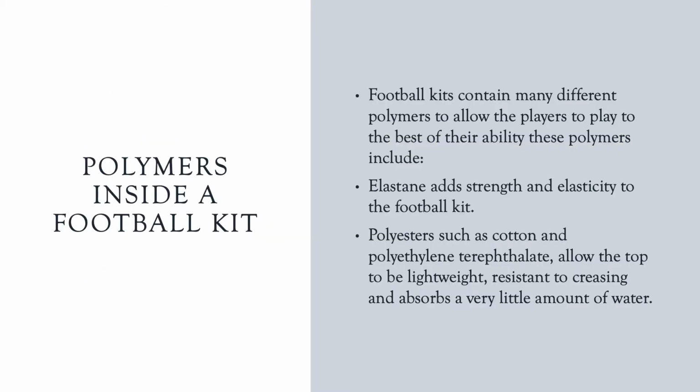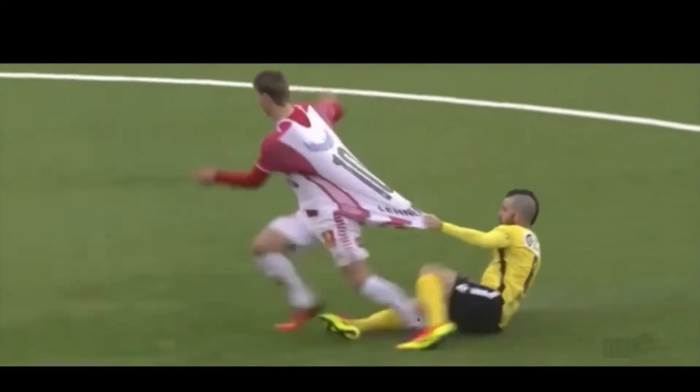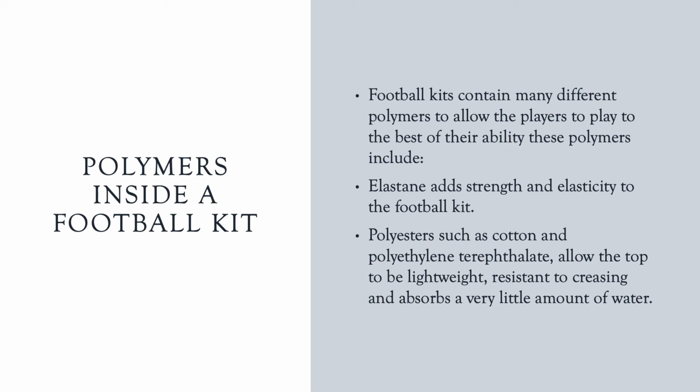A football kit contains many different polymers to allow the players to play to the best of their ability. These polymers include elastane, which adds strength and elasticity to the football kit. Polyesters such as cotton and polyethylene terephthalate, which allow the top to be lightweight, resistant to creasing, and absorbs a very little amount of water, so when raining, as little as possible weight is added to the shirt.